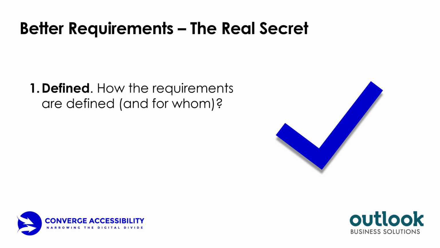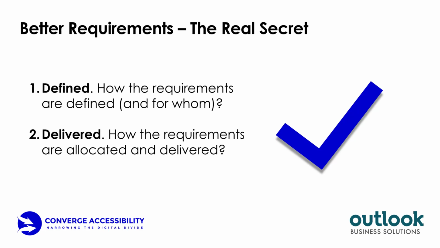First, it's a matter of how we define those requirements and for whom. And second, it's a matter of how we allocate and then deliver those requirements. If we do those things right by following the strategies that we will outline today, we have found that web accessibility really does just simply fall into place as part of that web development lifecycle. So let's walk through how to accomplish this.